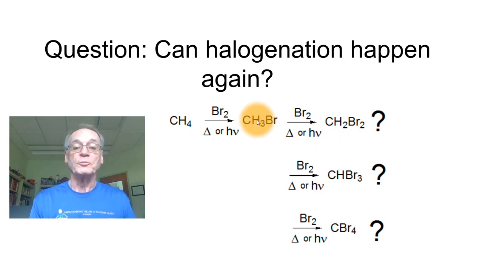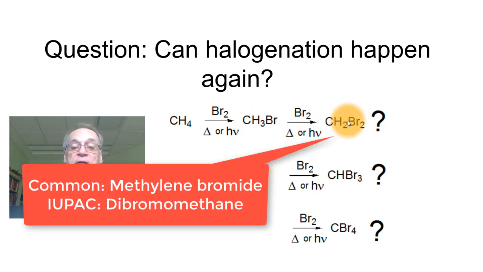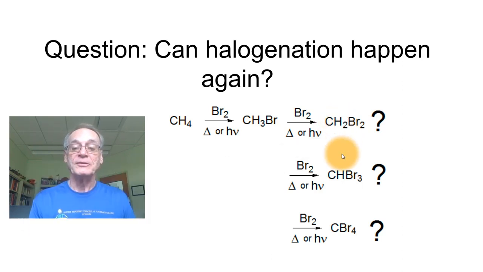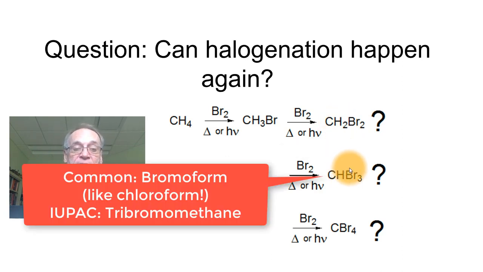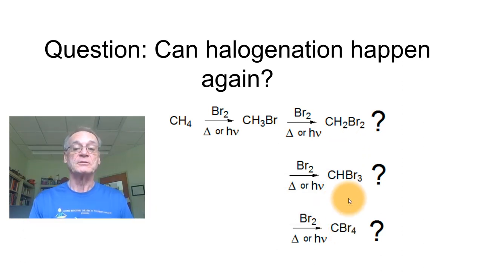By the way, this is methyl bromide or bromomethane by name. This is dibromomethane, sometimes called methylene bromide. This is bromoform, which is analogous to chloroform. If those were chlorines instead, that would be chloroform. And this is carbon tetrabromide. So what's the answer? Can it happen again? Does it happen faster the 2nd time, and possibly the 3rd time, and so on? Or does it happen slower, in which case you can stop it after the 1st time if you want?